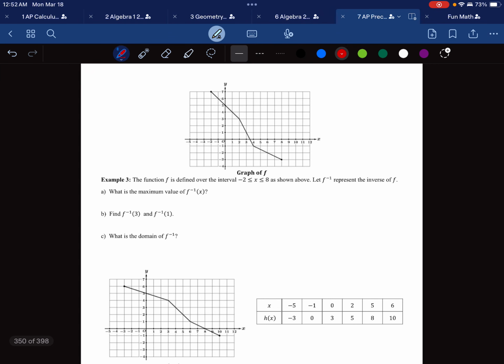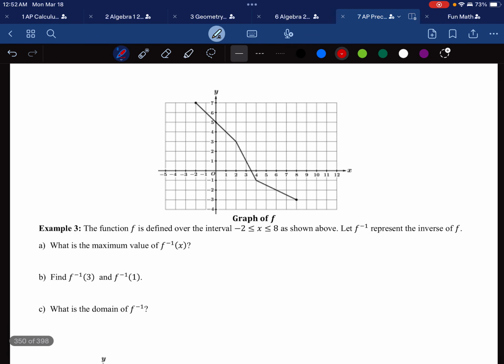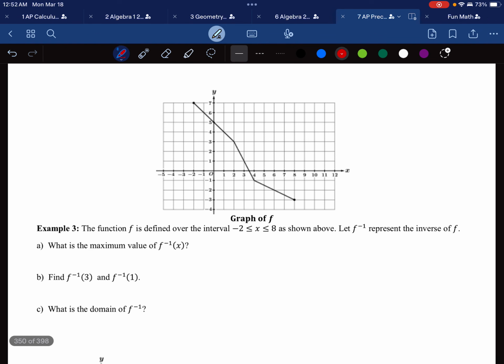All right, we're on to the last page of the notes. Example 3, function f is defined, and what is the maximum value of f inverse of x? So this used to be asking what the maximum height was, but because we're talking about the inverse, it is now asking about the maximum x coordinate. The maximum x coordinate now is 8.